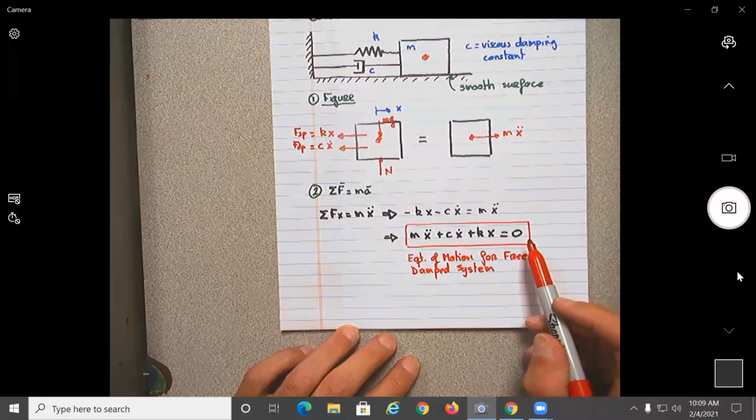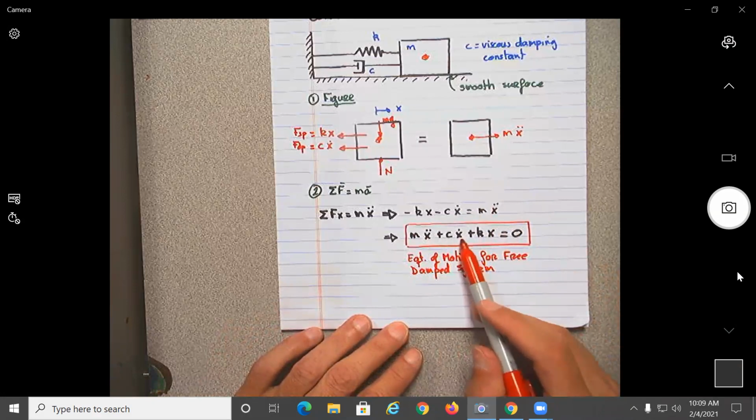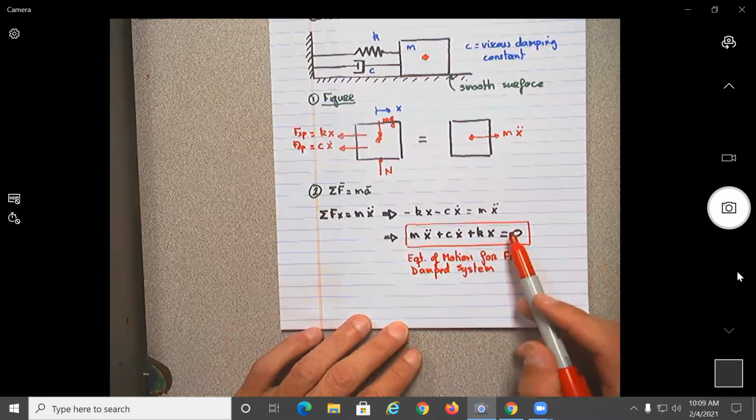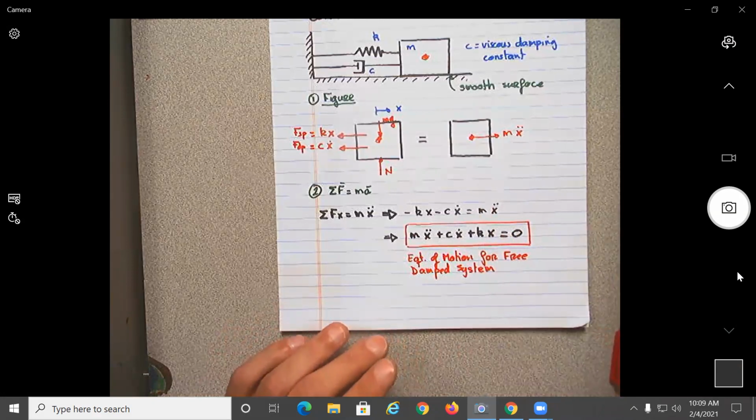Okay? So again, now I could divide everything by m. So you will have x double dot plus c over m x dot plus k over m x, and k over m will be omega n squared, no? All right? So we can't write it in this form yet, but we can do it later, all right? So let's keep this form over here.